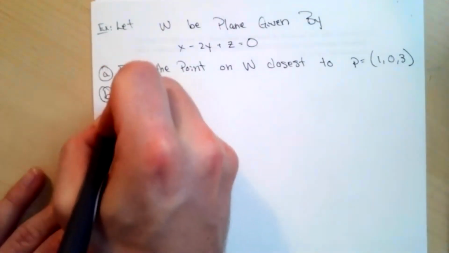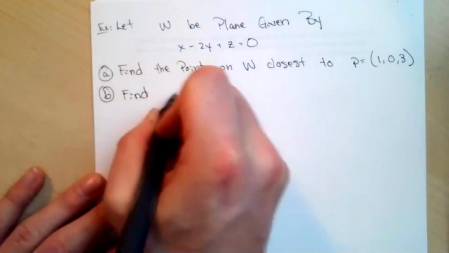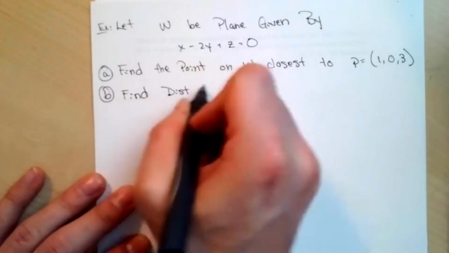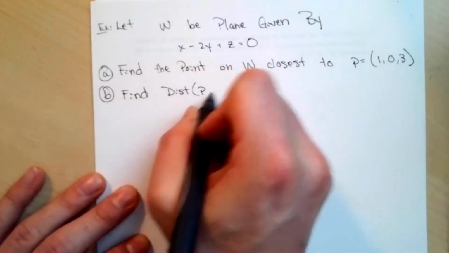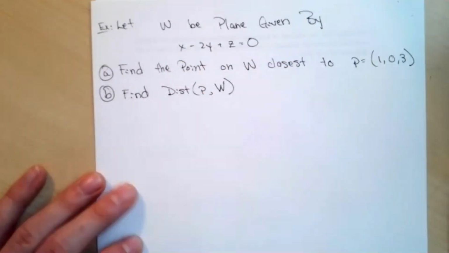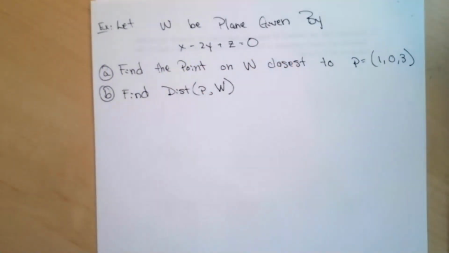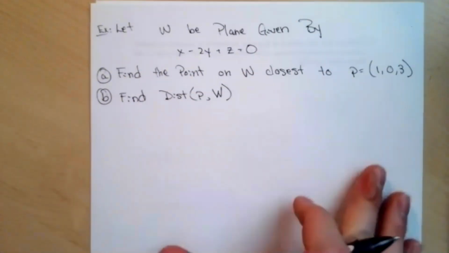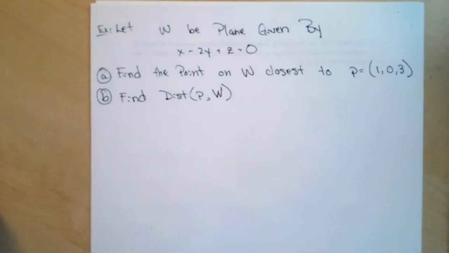B, find the distance between P and W. And then we'll have some extra parts to do. We'll use this same plane and same example. I want to build on this a little bit beyond what the book is doing. But let's get through these first two parts first.